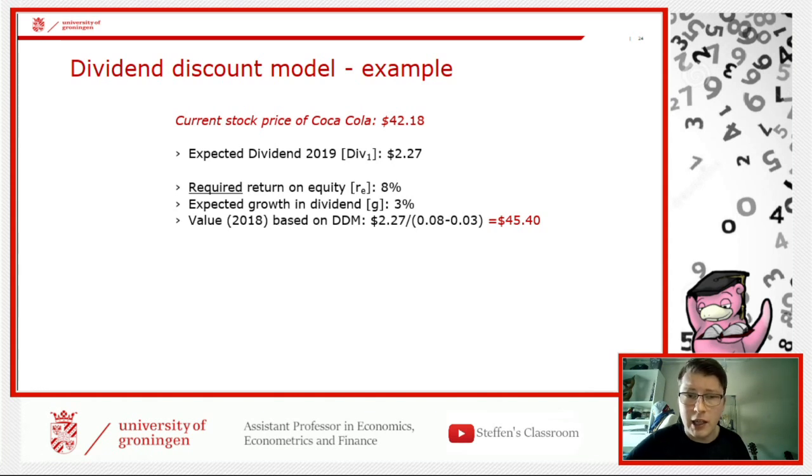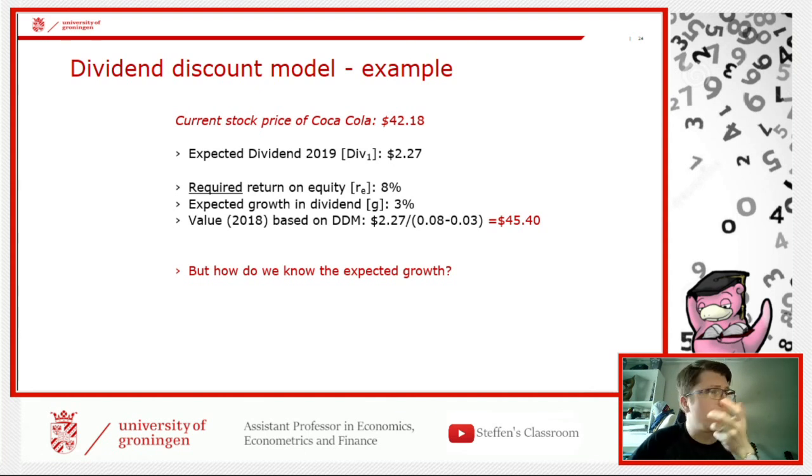That's the estimated stock price. Oh, that's not too far off, I think. 45.40 versus 42.18. I've seen worse and you're definitely going to see worse. So that's one thing. But how do we know this expected growth?